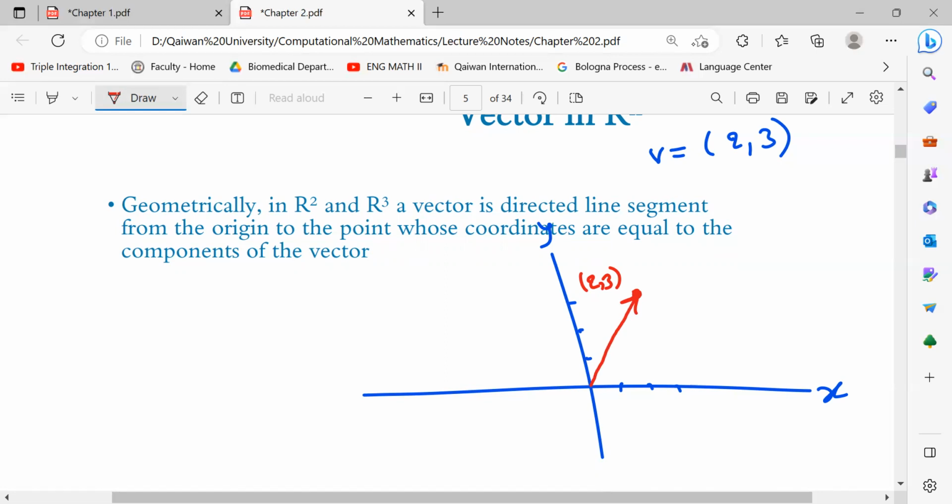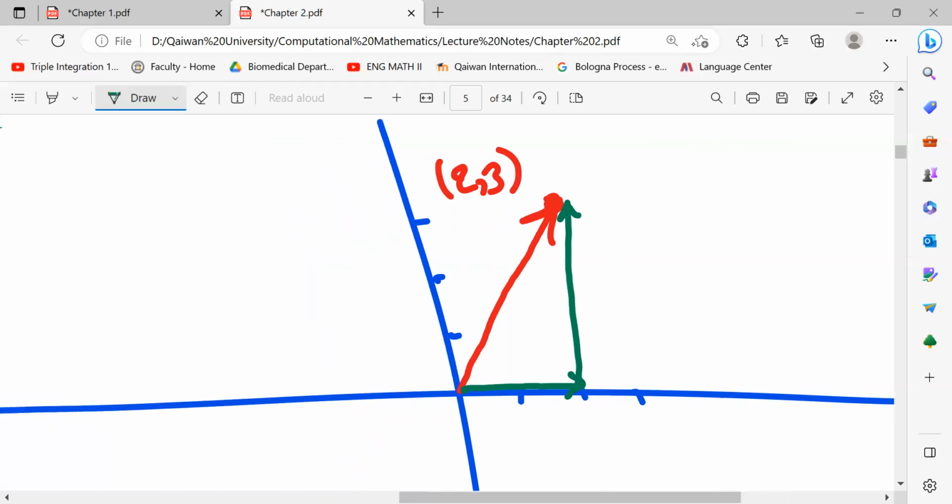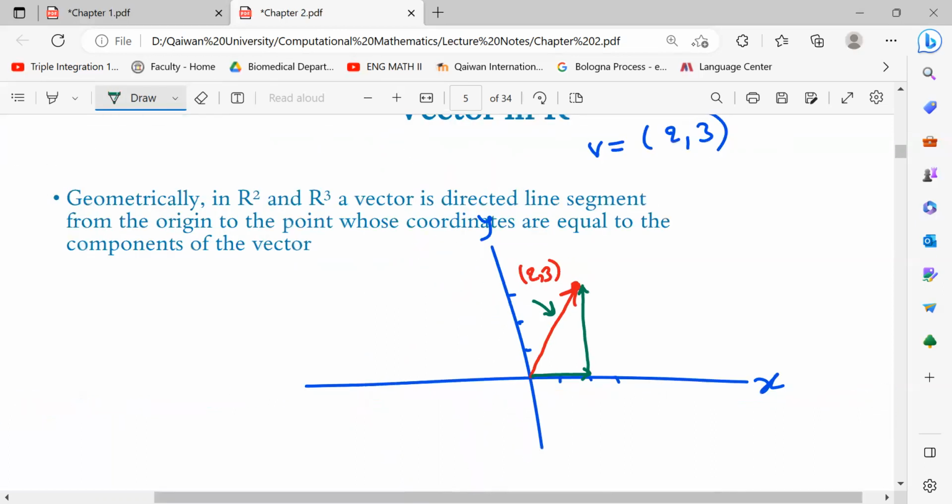This is the x value, and this is the y value. So the red one is the geometrical representation of this vector. And the length of the red one is the magnitude of the vector.